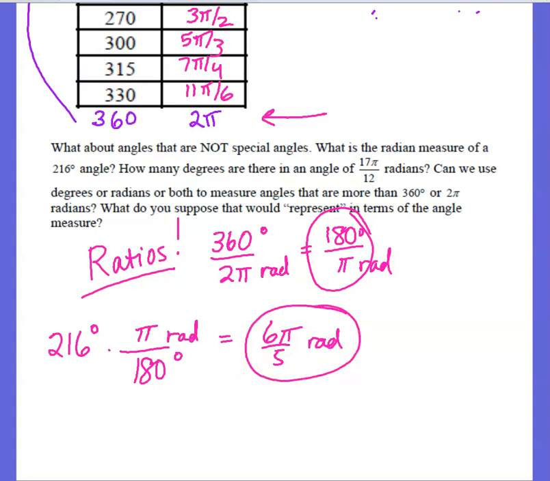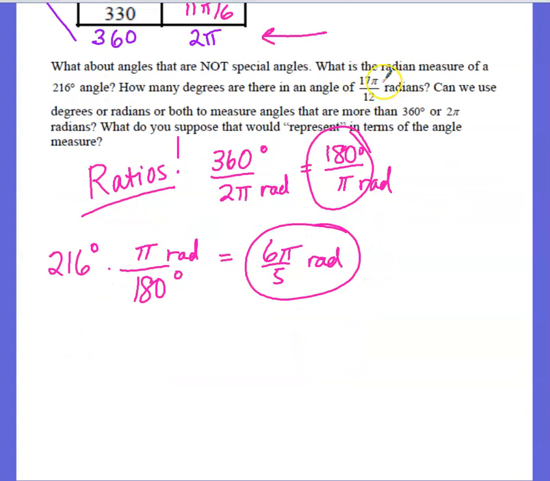What if I wanted to go the other way? The other one we had was 17 pi over 12. Now remember, this is in radians. So if I want to multiply and be in degrees and cancel out radians, I need the radians on the bottom to cancel. So I'm going to have the 180 on top and pi radians on the bottom. See the difference? It depends what you want to end up in.